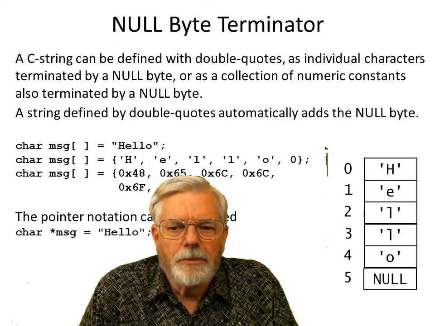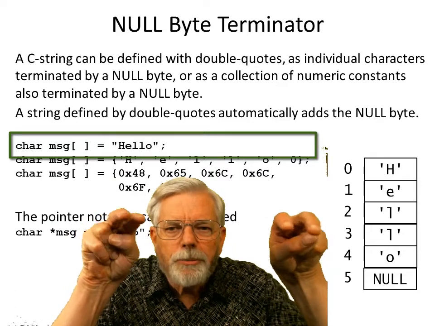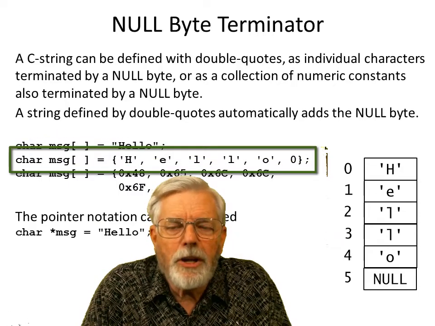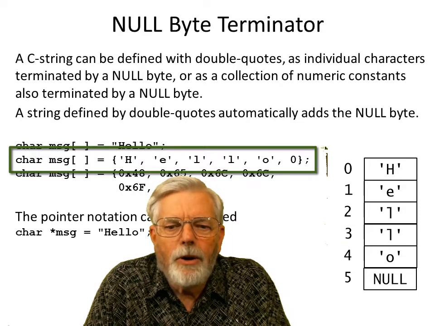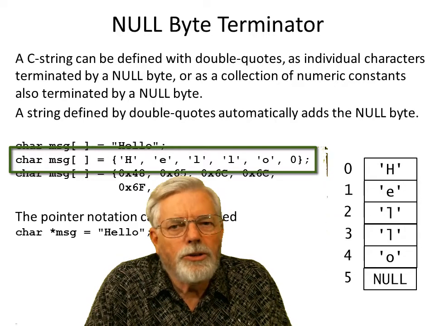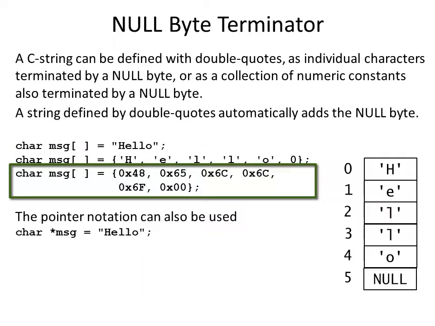Here's a null byte terminator. So hello, if I specify hello with the quotes, C and C++ automatically stick a null byte at the end of the string. However, if you specify the string yourself with individual characters, then you need to put in the null byte. For example, if I say char message H-E-L-L-O using individual characters, I have to put the null byte in. If I use hexadecimal, I can say 0x48, 0x65, 0x6c, 0x6c, 0x6f, and then put in the null byte.